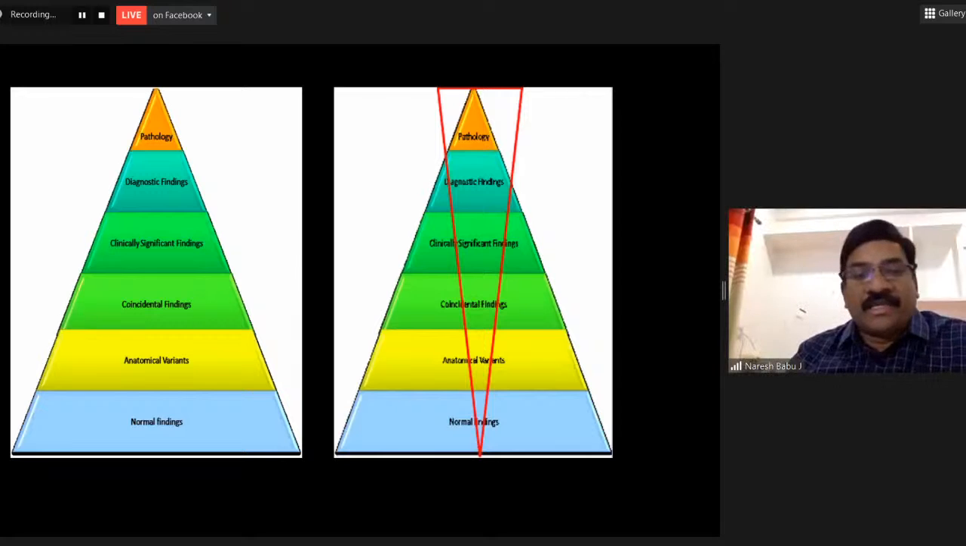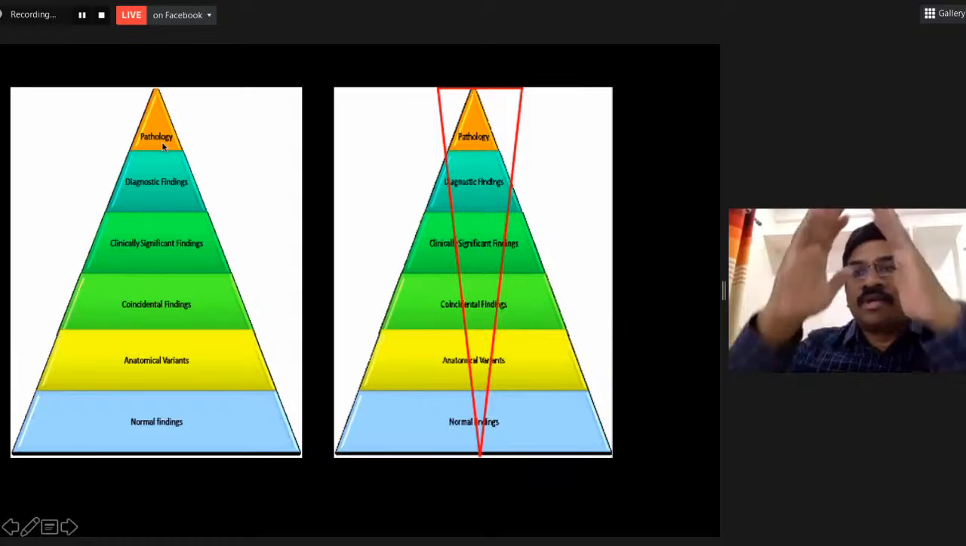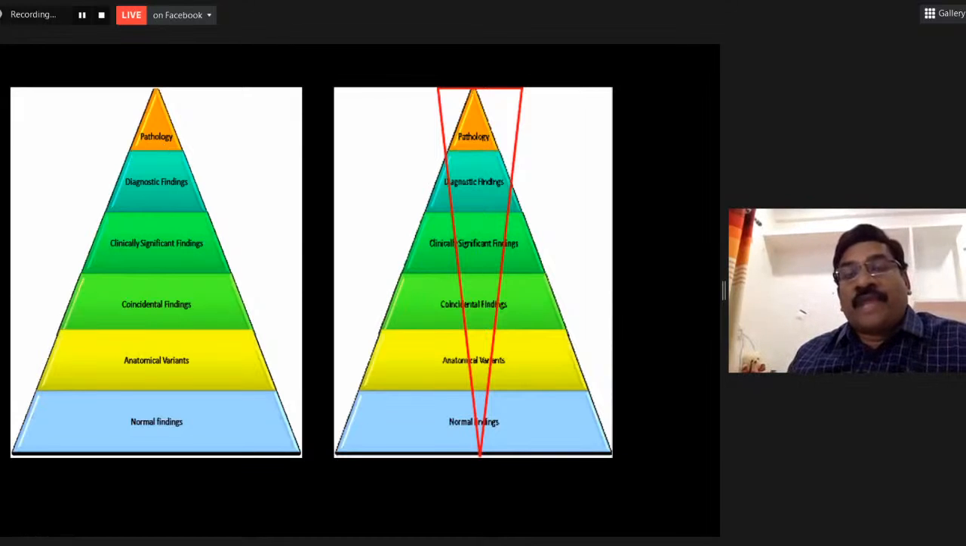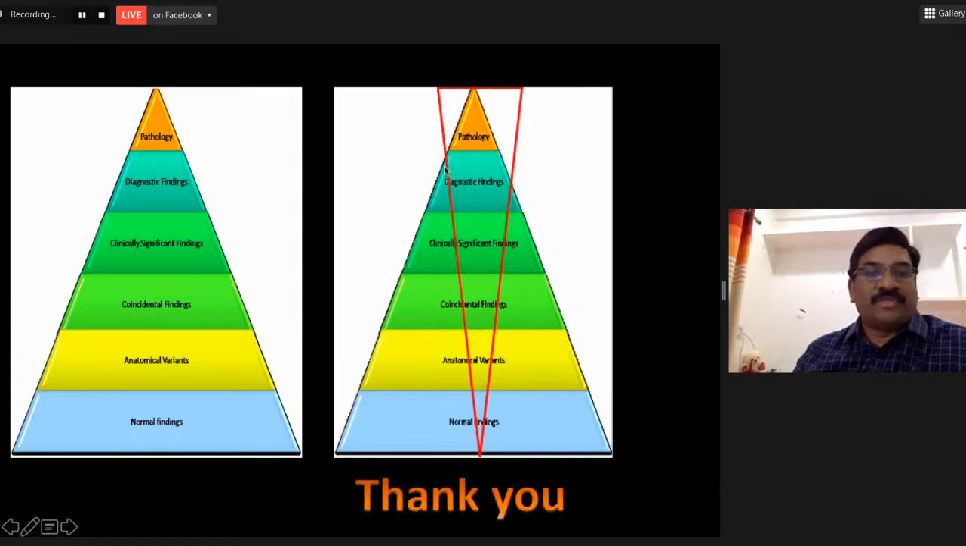Once you have analyzed everything and you are trying to put it into a conclusive inference, you'll see a lot of normal findings, and then a few anatomical variants, coincidental findings, clinically significant findings, diagnostic findings, and pathology. It narrows down to a pyramid. So when you are trying to opine on the MRI, you need to focus more on the pathology, and then the pyramid comes down. The normal findings have to be touched upon very little, and you have to focus more on the pathology. Thank you very much for your kind attention.